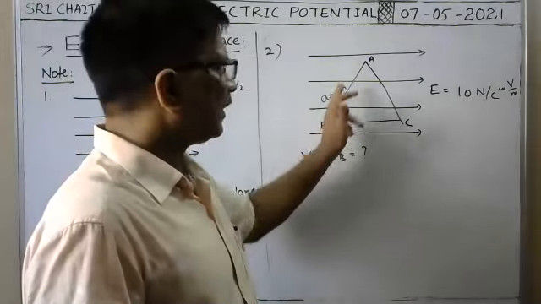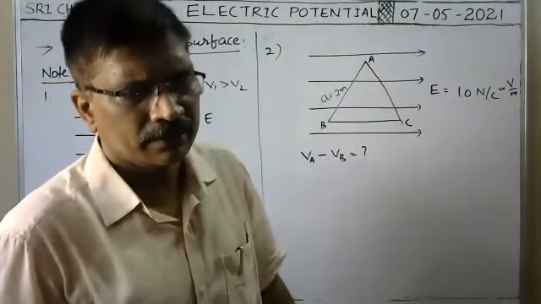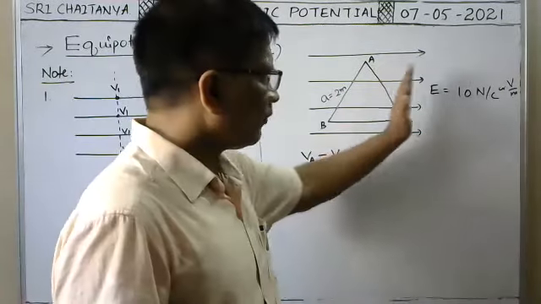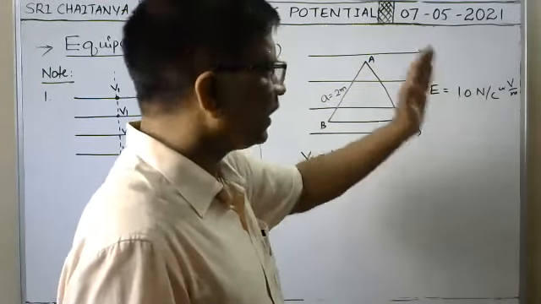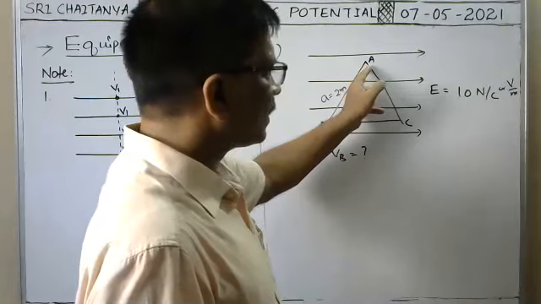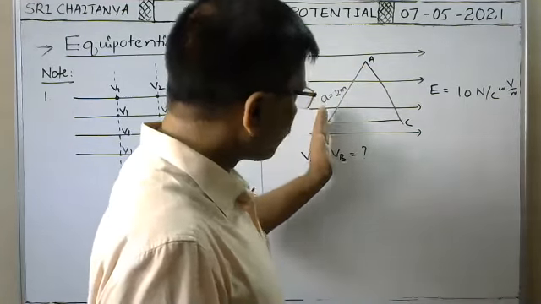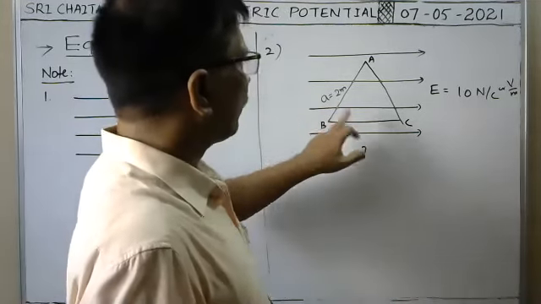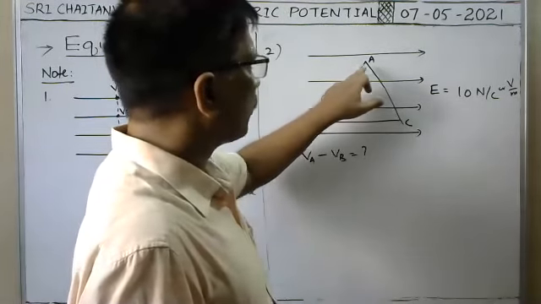Potential at B is greater or potential at A is greater? At B, potential is greater. Very good. Because along the direction of the electric field, when you move, the potential decreases. This point A is beyond this point B along the direction of the electric field. That's why definitely potential at B is greater than potential at A.